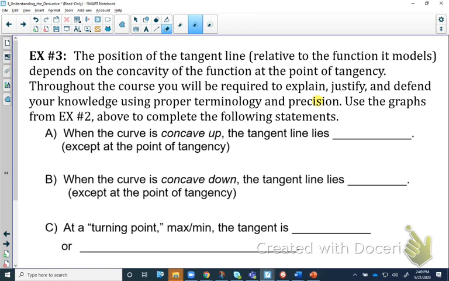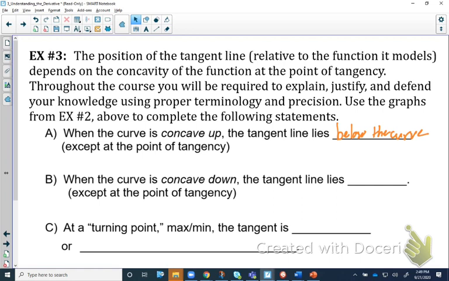I didn't mean to put that highlighter part there. Use the graphs from example 2 to complete the following statements. When the curve is concave up, the tangent line is going to be below the curve. Below the curve. And let's see why.